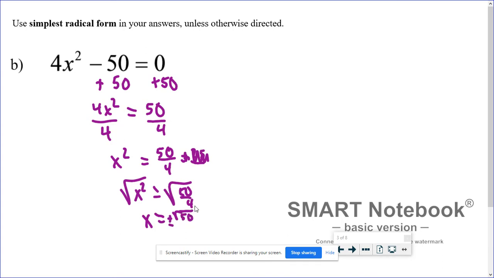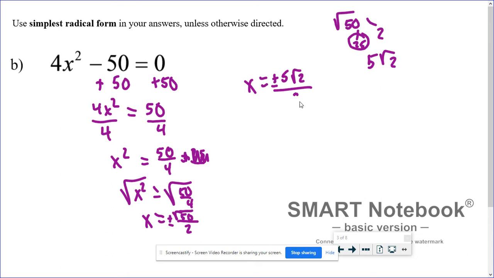And it's plus or minus because when you take a square root, it's both positive and negative, right? Square root of 50 over square root of 4, which is just 2. So now I can just say x is equal to, I'm going to simplify square root of 50. Remember how to simplify a radical, right? You look for a square factor, you get 25 and 2. 25 is a square number. Square root of 25 is 5. And then that 2 has to stay. So plus or minus 5 square root 2 over 2.